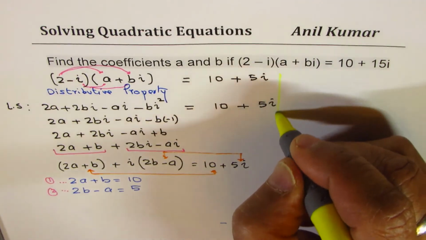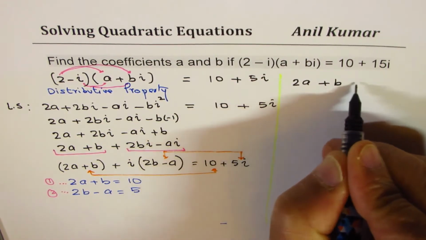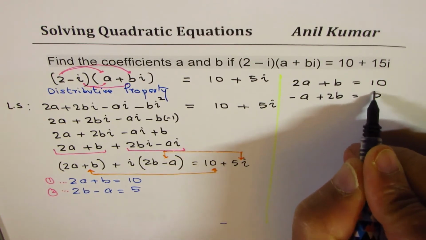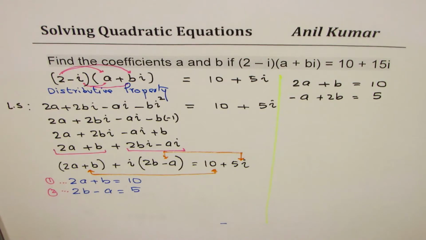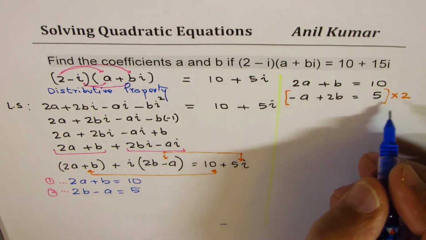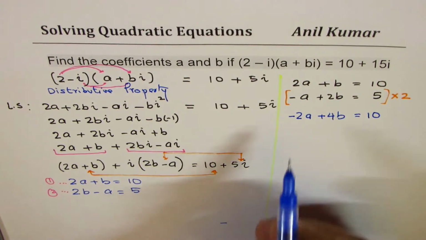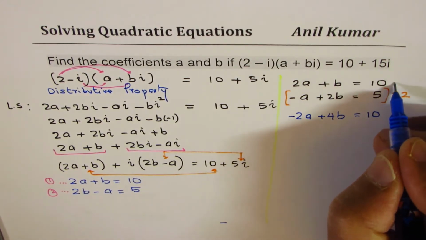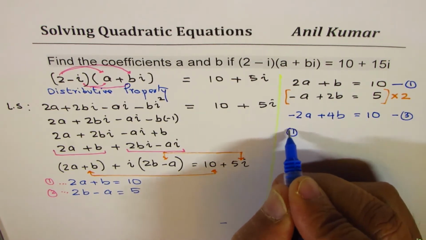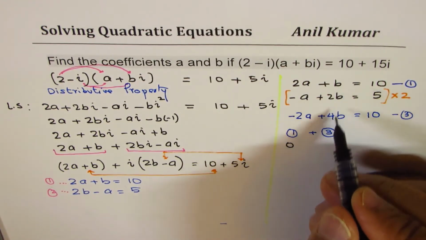Now we'll solve these equations. Is it okay? We'll solve these equations to find both a and b. So we have 2a plus b equals to 10. Let me rearrange. So we have minus a plus 2b equals to 5. So if I multiply the second equation by 2, that is to say, if I multiply this equation by 2, what do I get? I get minus 2a plus 4b equals to 10. Correct? So now let's consider our equation number 1. This was 2. Let me call this as 3. So if I add equation 1 with equation 3, what will I get? So 2a minus 2a is 0, right? And b plus 4b is 5b.